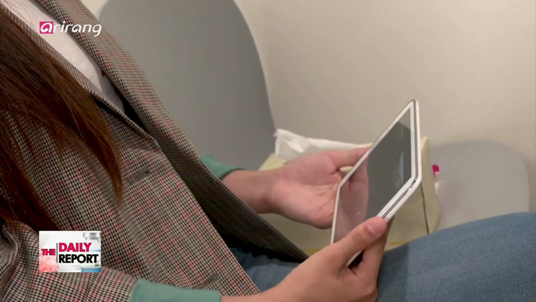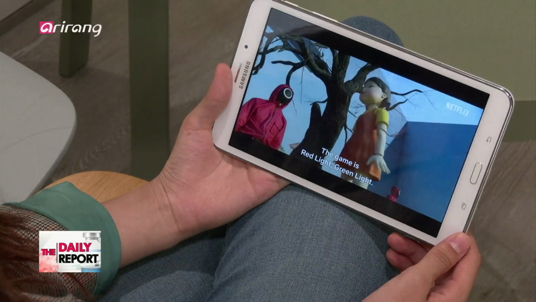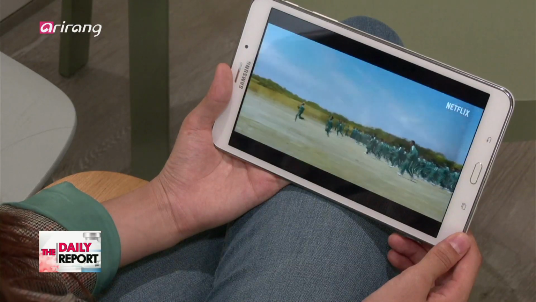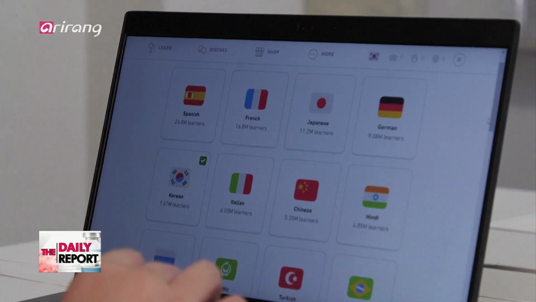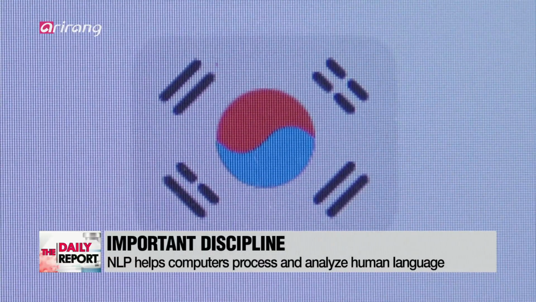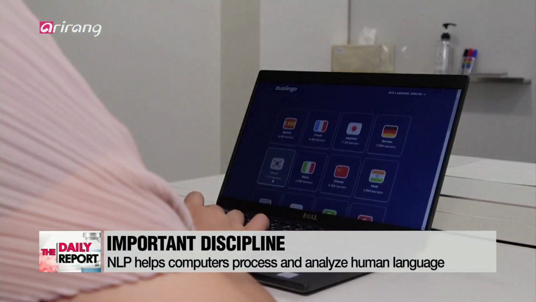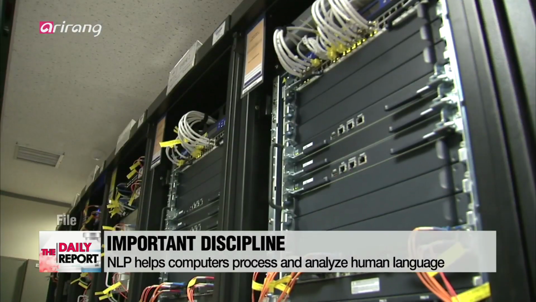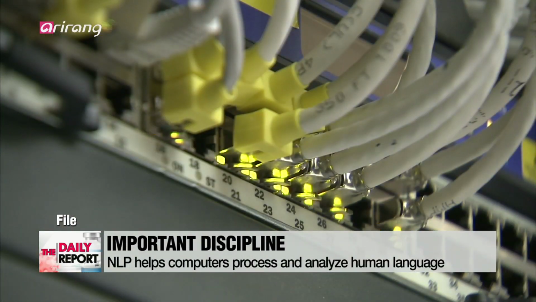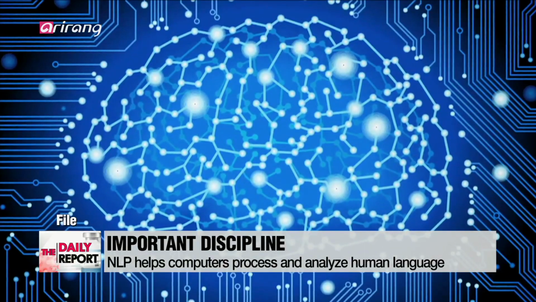As Korean language contents become more prevalent and popular around the globe, it'll be critical to get the automatic computational processing right. So before we get into the latest development, let me brief our audience on what natural language processing is. NLP is a subfield of linguistics, computer science, and artificial intelligence concerned with the interactions between computers and human language. In particular, NLP looks at how to program computers to process and analyze large amounts of natural language data.